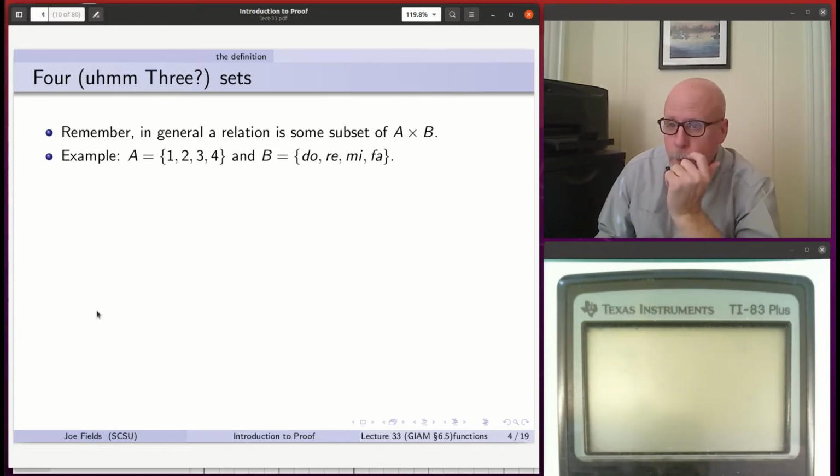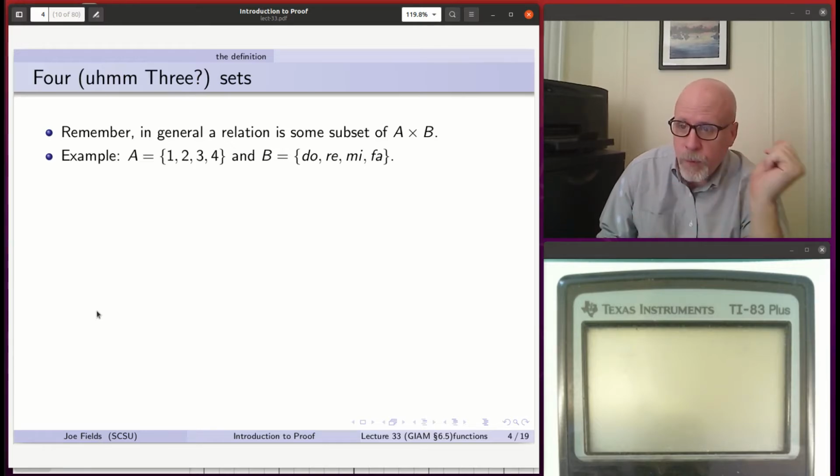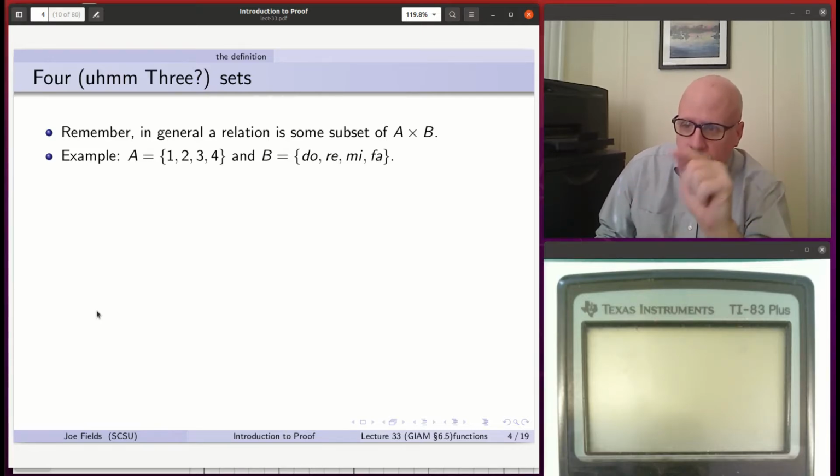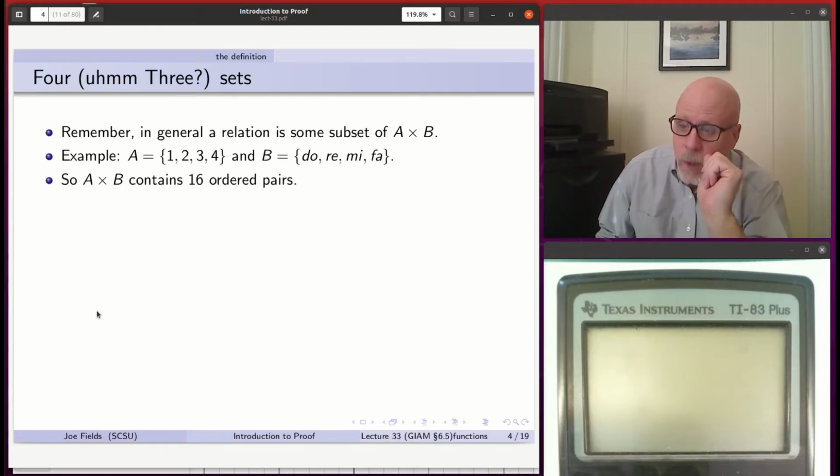And I think an example helps to make this clear. Suppose A is 1, 2, 3, 4, and B is do, re, mi, fa. Anyway, you can think of that as a relation going to, well, actually, a function on those two sets would give you a little four-note melody. So anyway, A cross B contains 16 ordered pairs. That's fairly clear. Right, 4 things in A, 4 things in B. The number of ordered pairs would be 16. You could list them in a big 4x4 table.